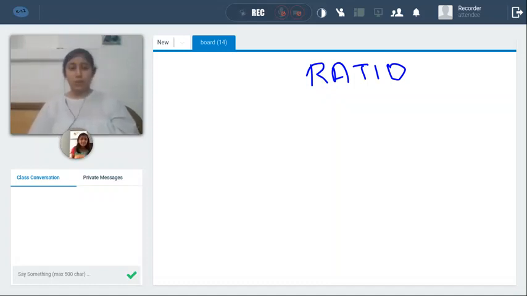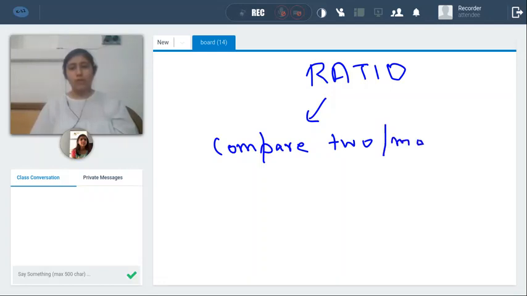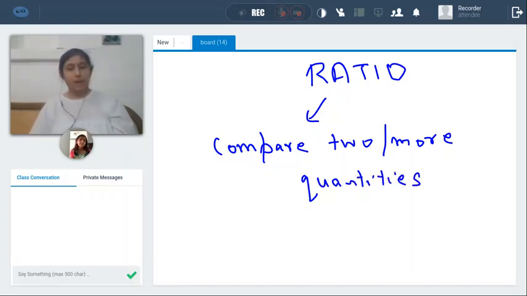Now, ratio is actually used to compare quantities. So let me write it for you. It is used to compare two or more quantities. Right? Okay. Let us understand how.